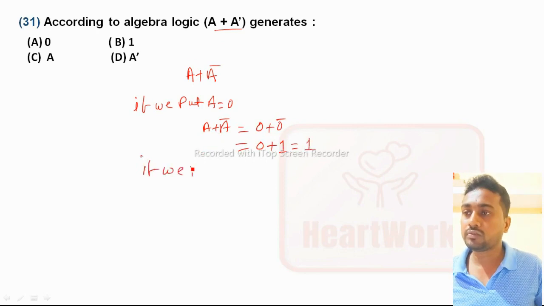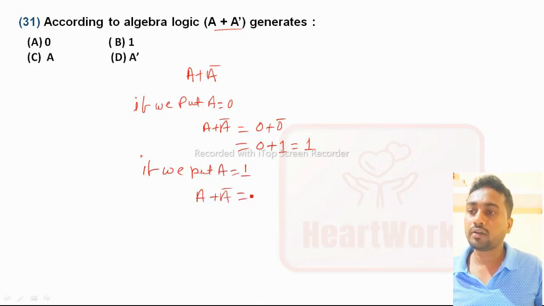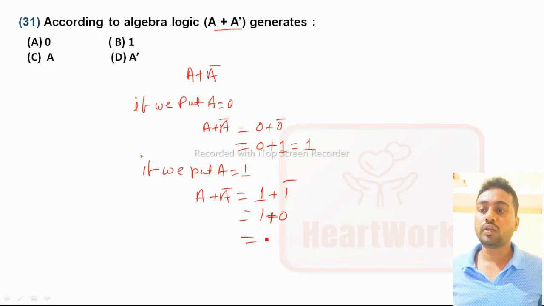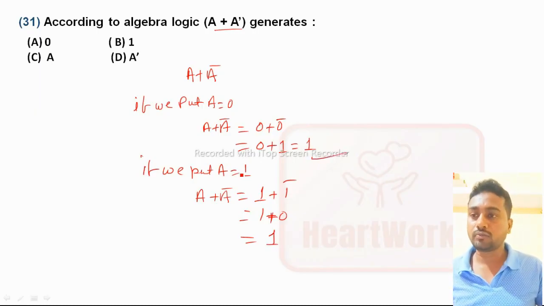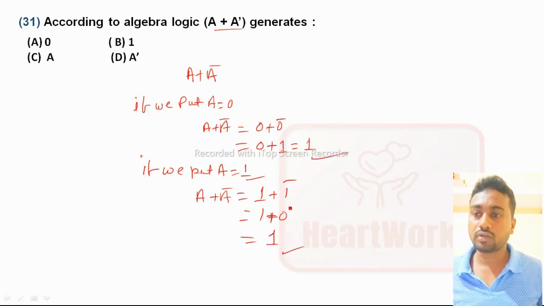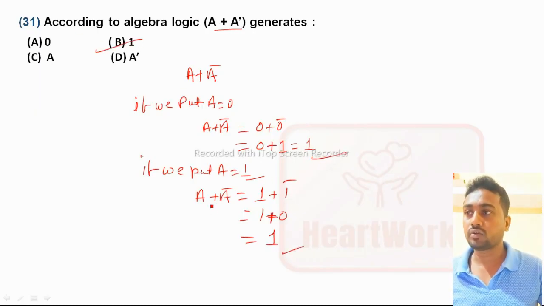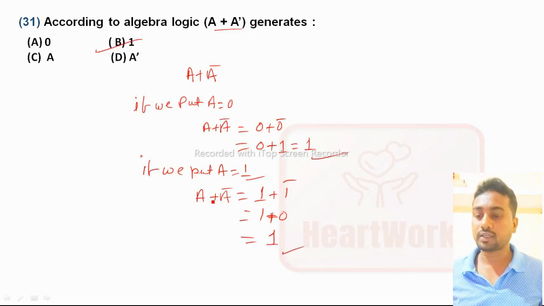Again, if we put A equal to 1, then A plus A bar means 1 plus 1 bar, so it will be 1 plus 0. This plus means OR, and 1 OR 0 means it will be 1. So in both cases, if we put 0 then it will be 1, and if we put 1 it will also be 1, so it will always be 1. So option B is the right answer.